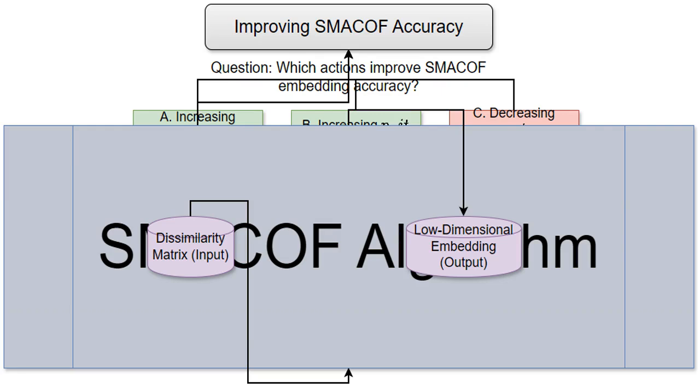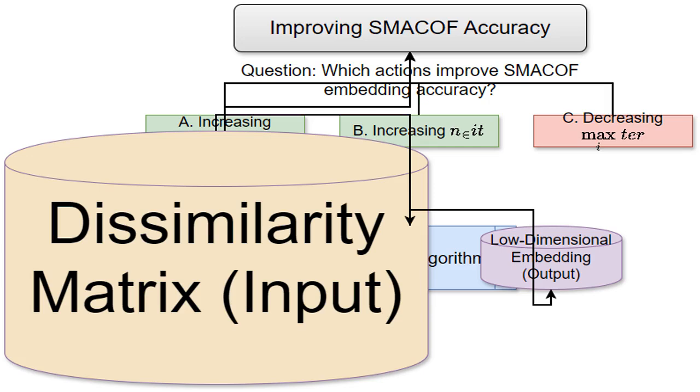I'm using the smacof, scaling by majorizing a complicated function, algorithm, a method used for dimensionality reduction. It takes a dissimilarity matrix as input, a table showing the distances between data points, and outputs a low-dimensional representation, like a 2D scatter plot, that tries to preserve those distances as much as possible. It's an iterative process. It refines the low-dimensional representation until it's a good fit to the original data, or until it reaches a preset limit. Pretty cool, huh?